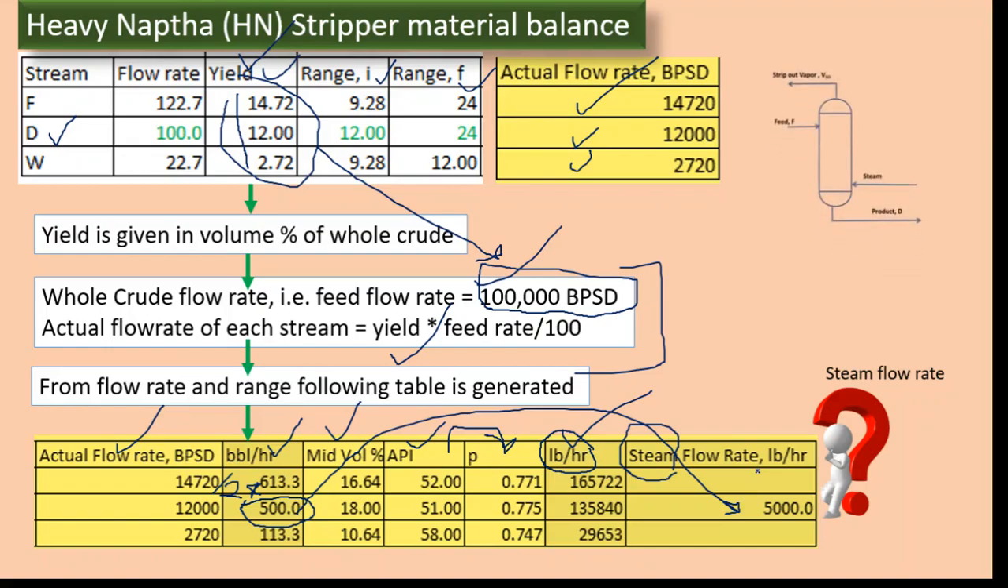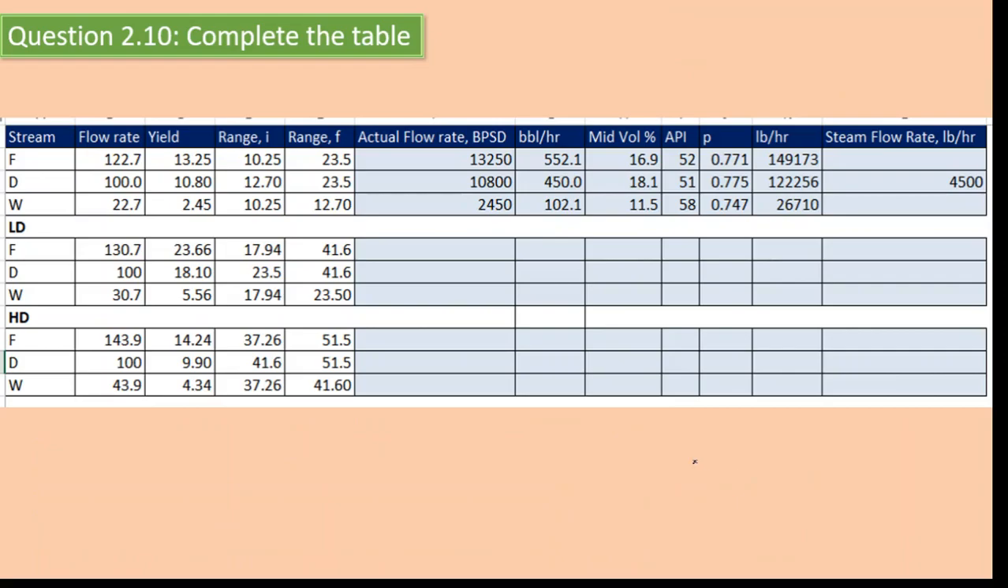You have to do all these activities and fill in the other streams as well, because the ranges are given and I have told you that the feed flow rate is given. You have to find these values. This is a task that you have to complete and submit. Okay, thank you.